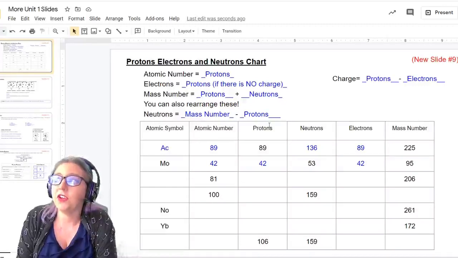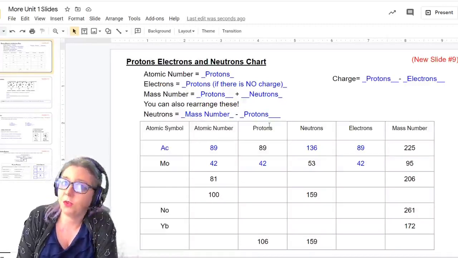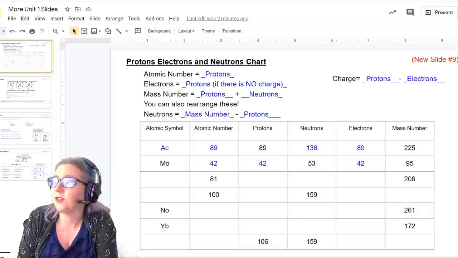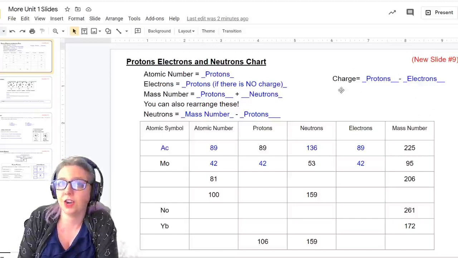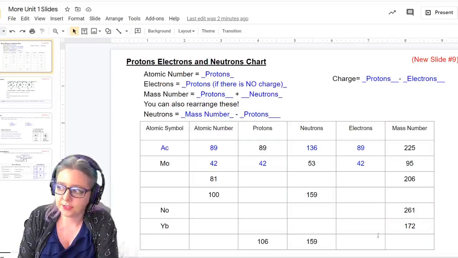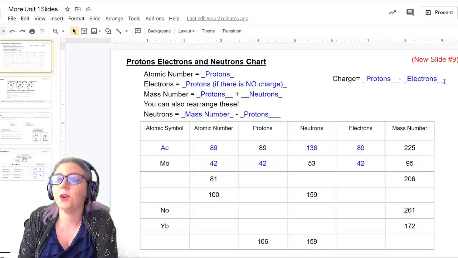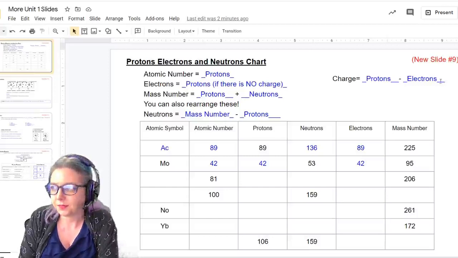Now, the new addition to this slide from the old version of the slides is this. My charge is equal to my protons minus my electrons. My positive charges, how many positive charges I have, minus how many negative charges I have. So the difference between those numbers is equal to my charge. But again, this chart does not have charge. I'm bringing this up because this was in our POGL, and since this was in our POGL, I want to mention this in our notes as well.